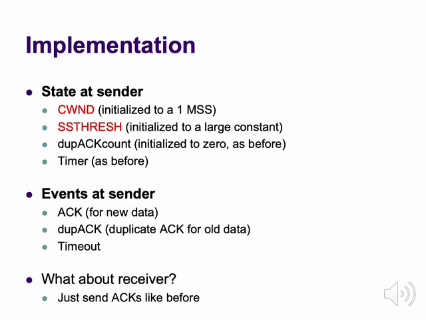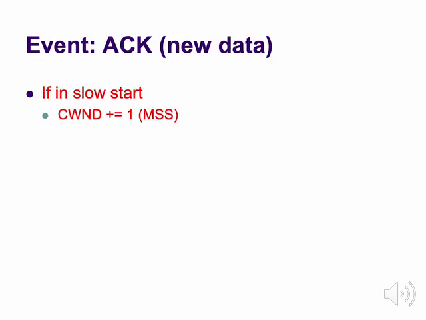In terms of the receiver, exactly the same behavior as we've talked about so far. There is no change for congestion control. You just send acknowledgements, and specifically in TCP, cumulative acknowledgements, just like before. Let's step through this in terms of the events and how the sender has to react to them.